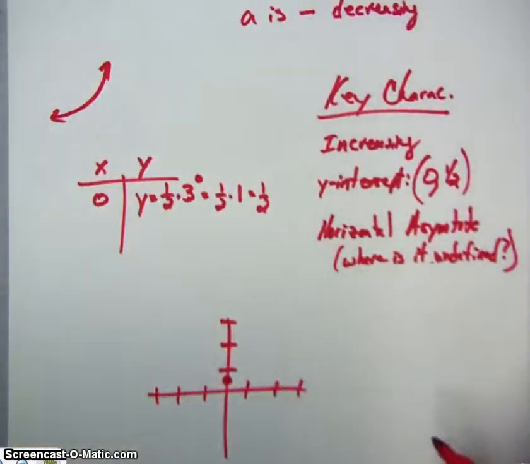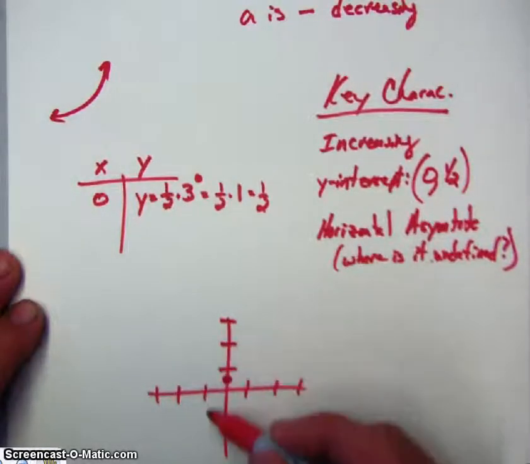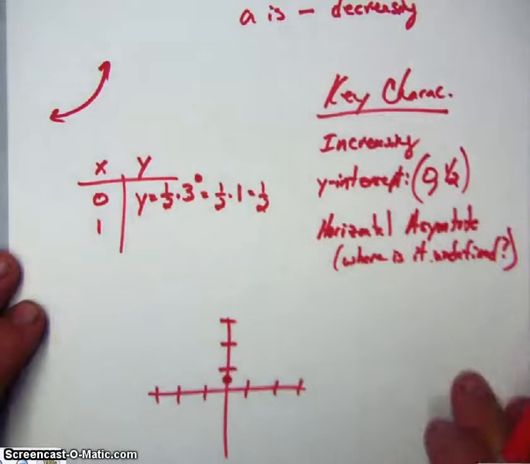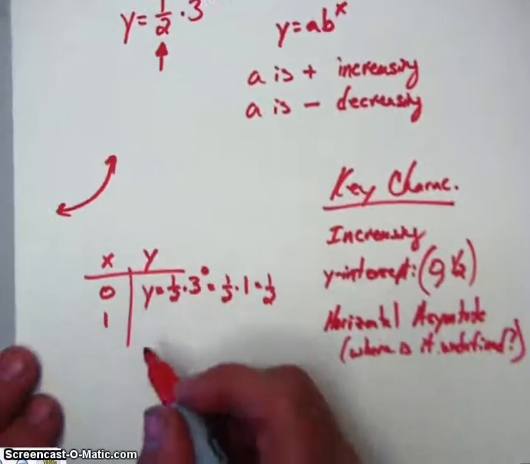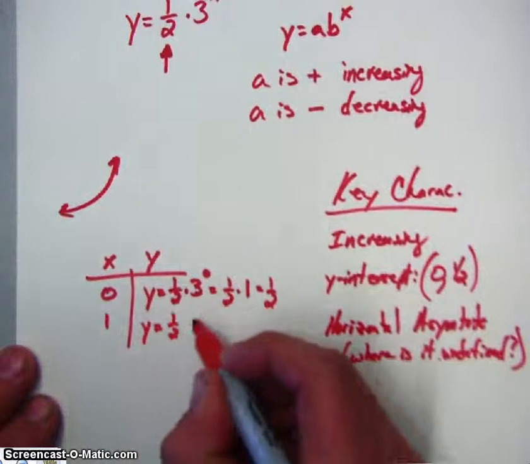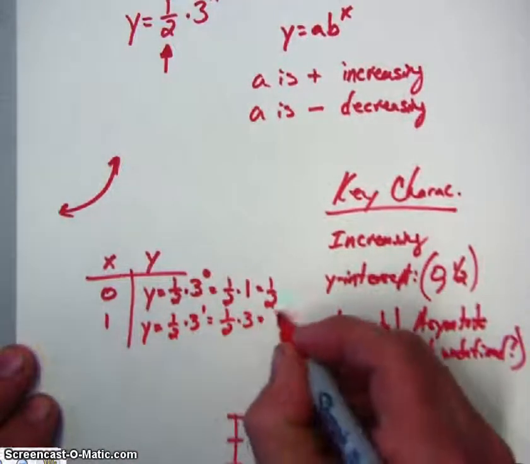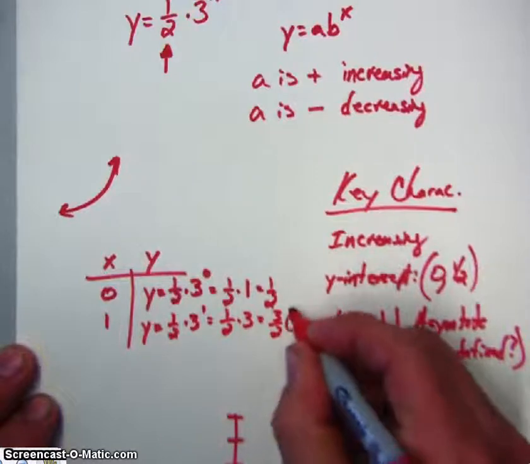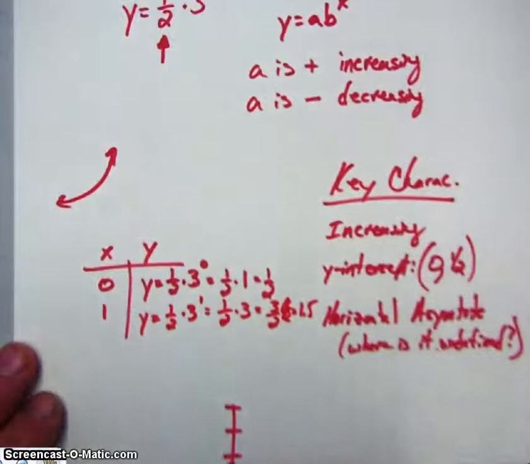So in order to do that, let's figure out 2 more points. I'm going to pick a point on this side of the y-axis, and I'm going to pick a point on this side of the y-axis. So let's actually use 1. If I put 1 in for x, I get y is equal to 1/2 times 3 to the first power, which is 1/2 times 3, which is 3/2, that actually means 1.5. So I'll go to 1. Here's 1.5.